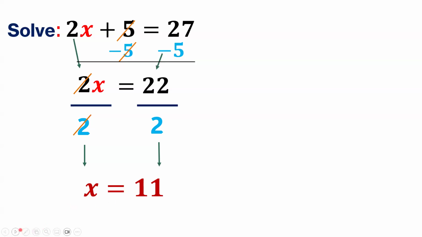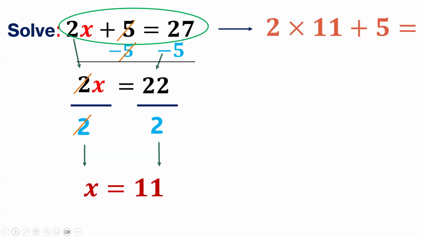Now, as we said before, I want to check my answer. So I will go back to my original equation and substitute the x by 11 and check if the left-hand side will give you 27. That would mean my answer is correct. So I take the left-hand side and replace the x by 11. It will be 2 times 11 plus 5. Then I will multiply first, 2 times 11. 22 plus 5. 22 plus 5 will be 27. So that is the right-hand side. Now I'm sure that my answer is correct.